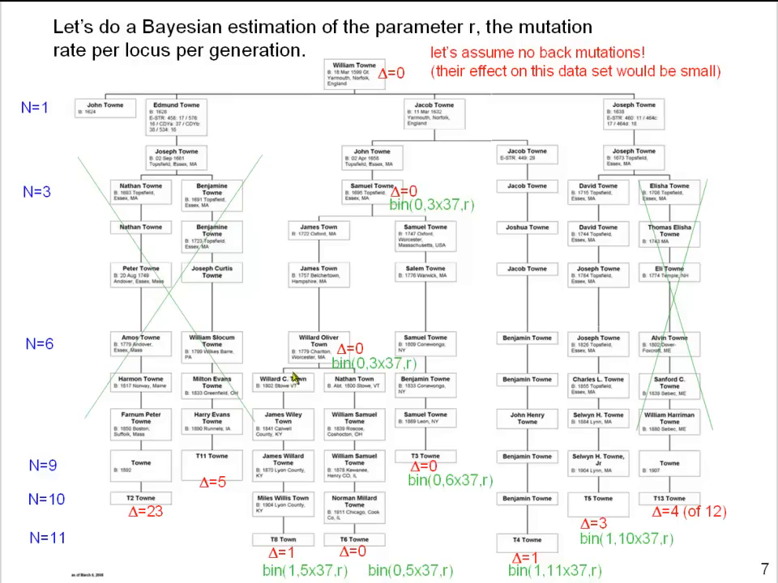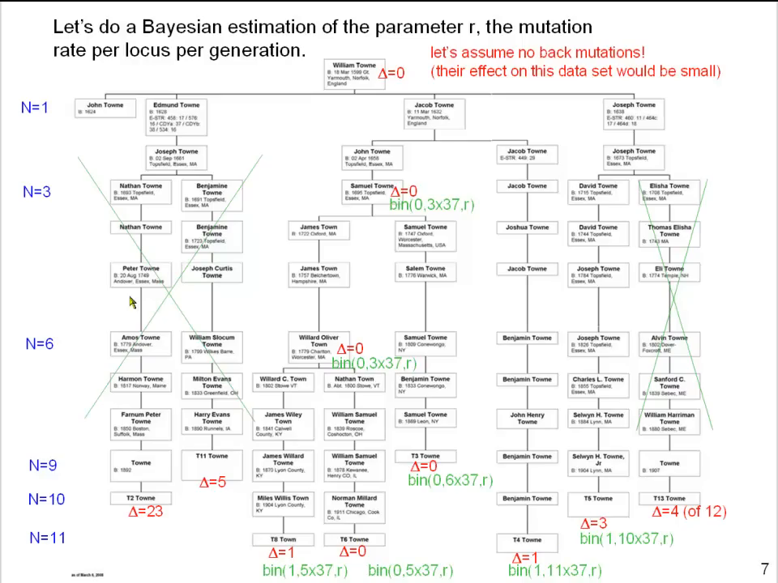Let's pick one where there actually is a change. We come down this branch to T8 Towne, who has 1 change, and therefore the probability is the binomial probability of having 1 event out of 5 times 37. Do you see where 5 comes from? It's the number of generations. 1, 2, 3, 4, 5. Again, given this mutation probability R. Similarly, filling in here, here, here, and here.